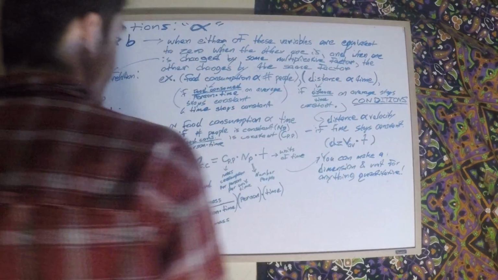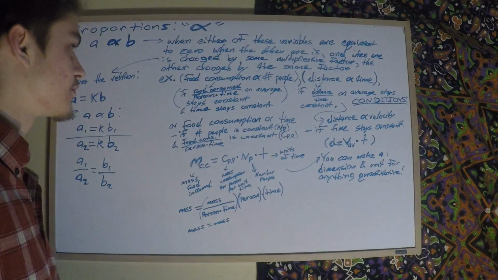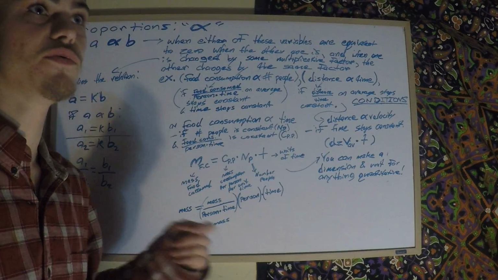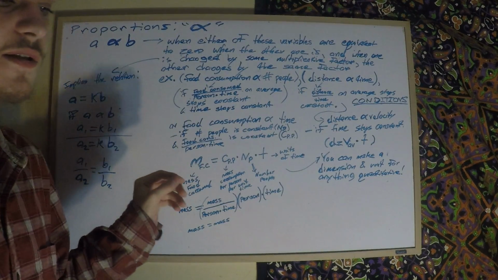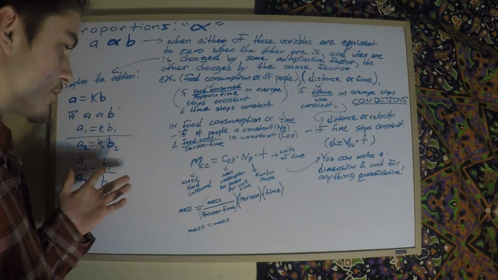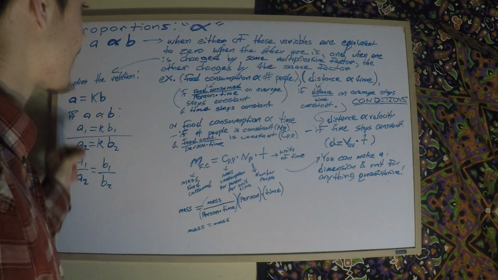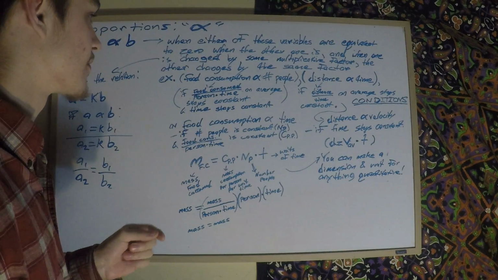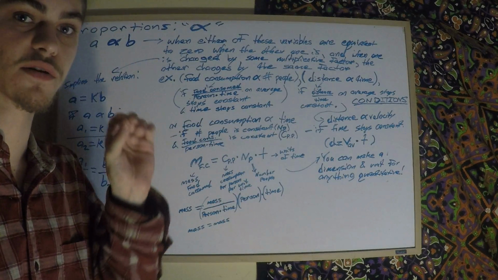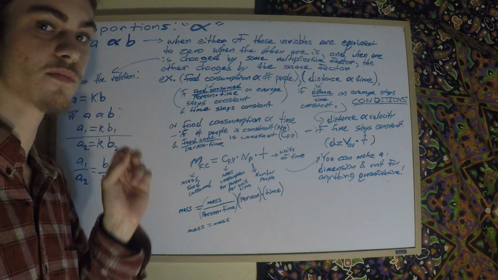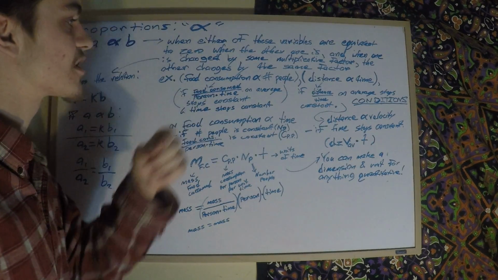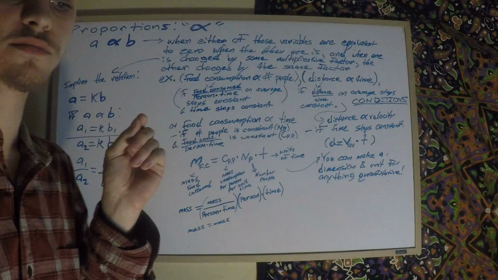So here are some simple examples of where you can use these proportionalities to come up with an equation that pretty well describes what's going on. One example is food consumption. We're going to compare all the things separately and consider holding other variables constant while we compare one thing that changes. So let's say food consumption is proportional to the number of people.